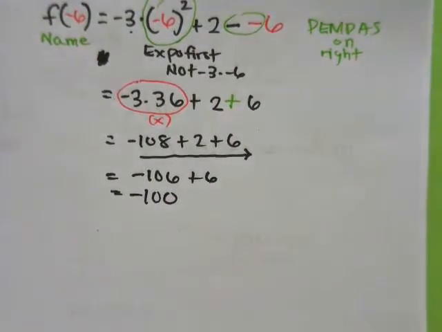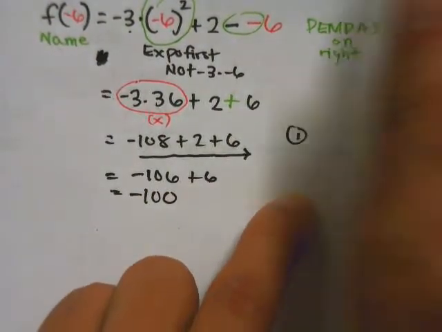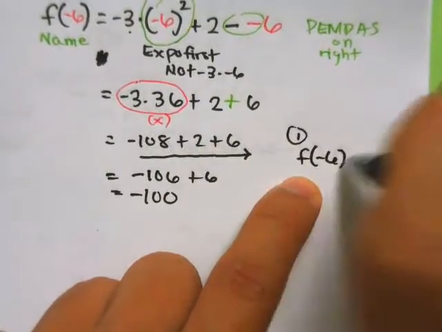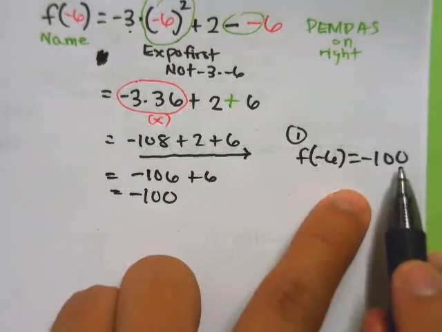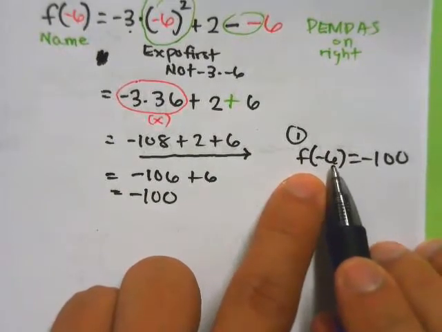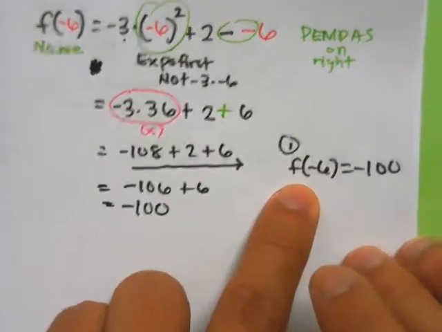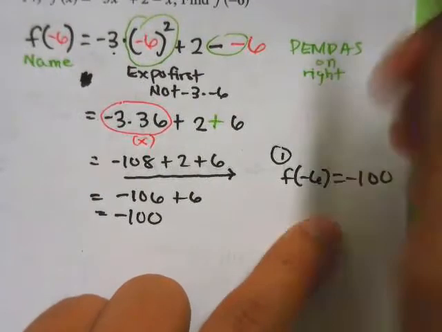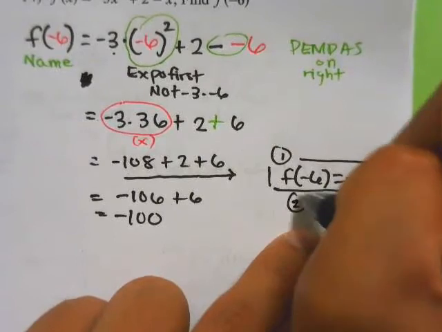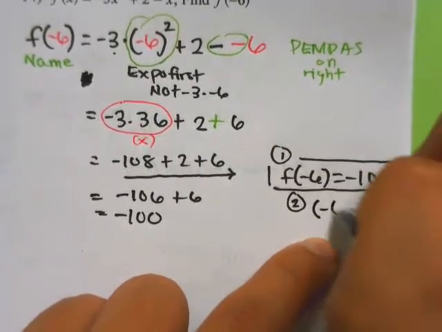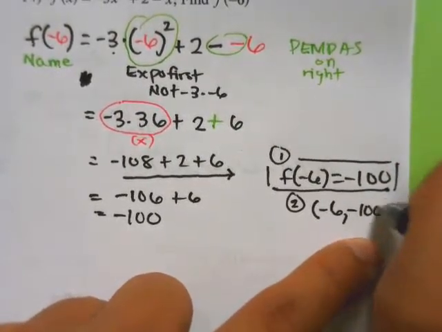Okay? All right, we're going to write this in two different ways. F of negative 6 is equal to negative 100. Okay, this is the name, and then this is our output. So input, we inputted negative 6. Output is negative 100. Okay, so here is the first way to write the answer. The second way to write the answer, I need you guys to write it in coordinate form. Negative 6 comma negative 100.